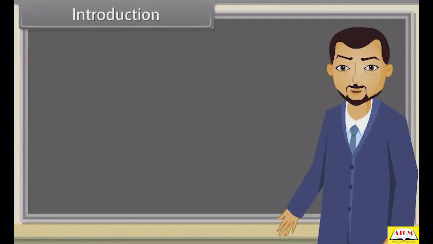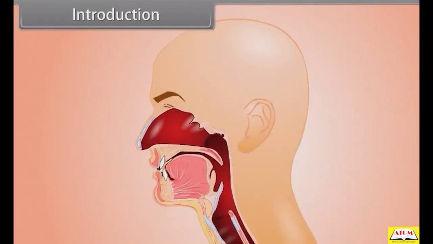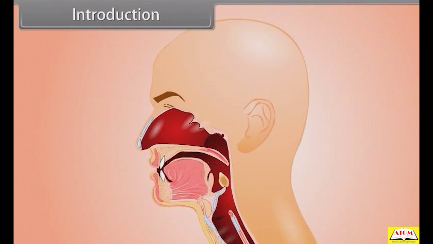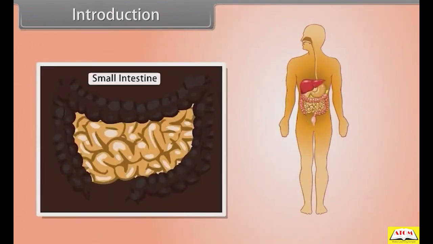Hey kids, we all know that we need energy to live and food is the primary source of energy. But you know that the process of digestion of food starts from the mouth and the action of absorption of energy mostly starts in the small intestine.